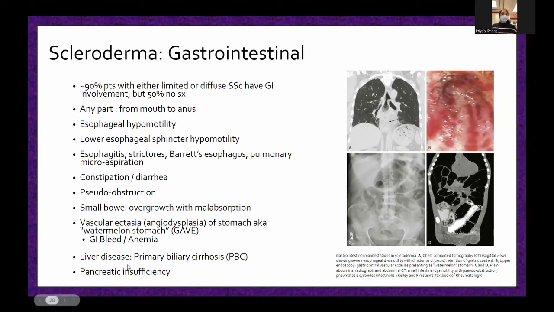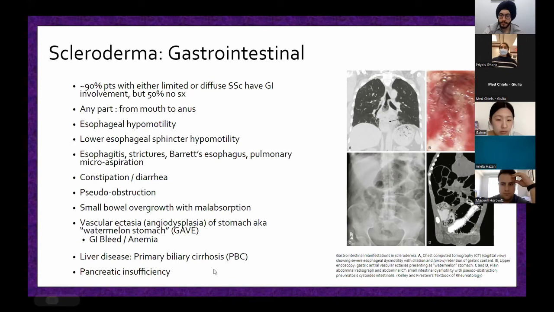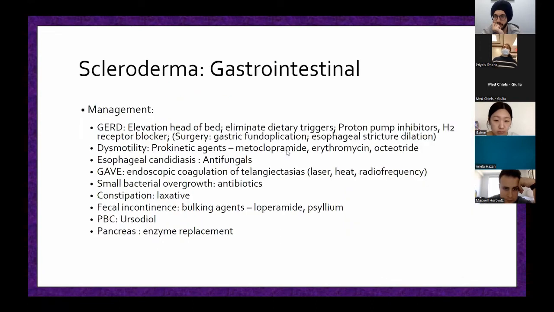I mentioned to you autoimmune hepatitis involving the liver, causing primary biliary cirrhosis, where you would send off the autoimmune hepatitis antibodies. And of course, the pancreas can also be involved, causing pancreatic insufficiency. What is the management? GERD management is key.